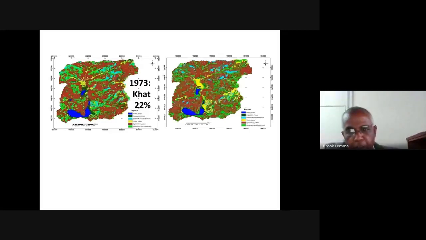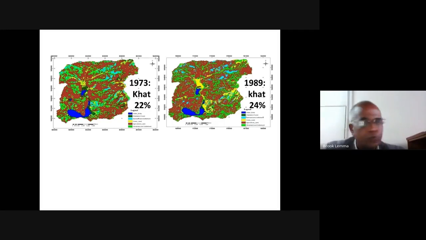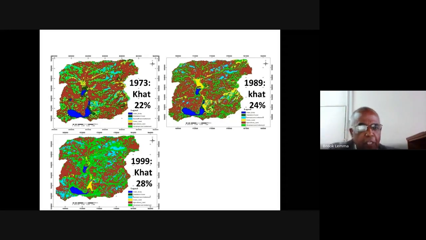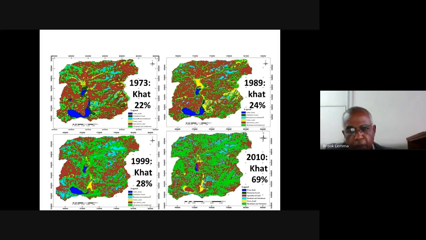So by 1989, it took about 24% of the land cover. And then by 1999, it took about 29%. As you can see, this stimulant plant started to take over, pushing away maize and sorghum and other crops that the farmers were growing, because it was commercially very important, very lucrative by the money it was producing for the farmers. Eventually, by 2010, practically all the ground was covered by that.